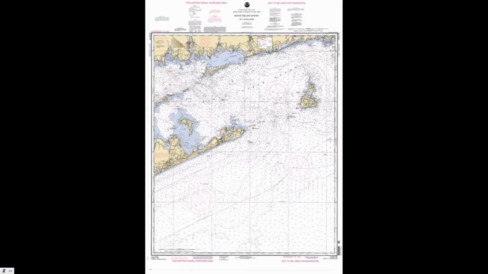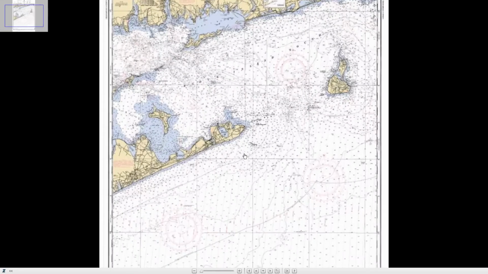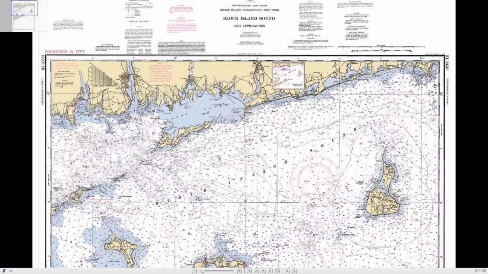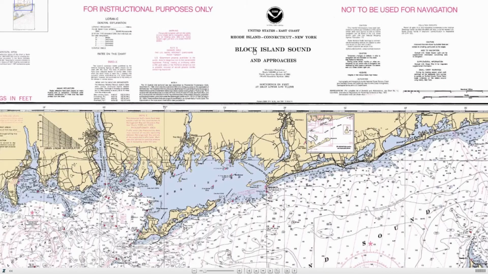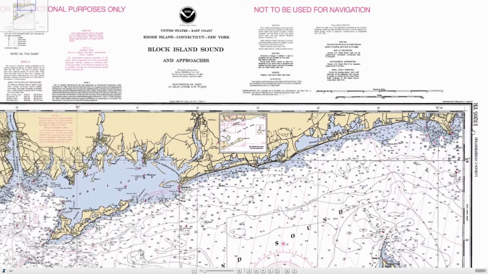The next training chart we'll take a look at is the Block Island Sound training chart. And let's go ahead and zoom in on the title block there. And you can see Block Island Sound and approaches. And the training chart number is 13205. All these training charts are not to be used for navigation, just for the Coast Guard questions and study purposes.